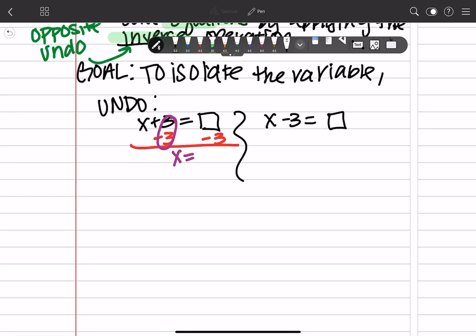So x minus 3 is equal to something. Well, you're going to do the opposite. The opposite of subtraction is addition. Do it to both sides of your equal sign, and your minus 3 is going to cancel out because it is zeroing out. I want you to draw these zeros in your papers.